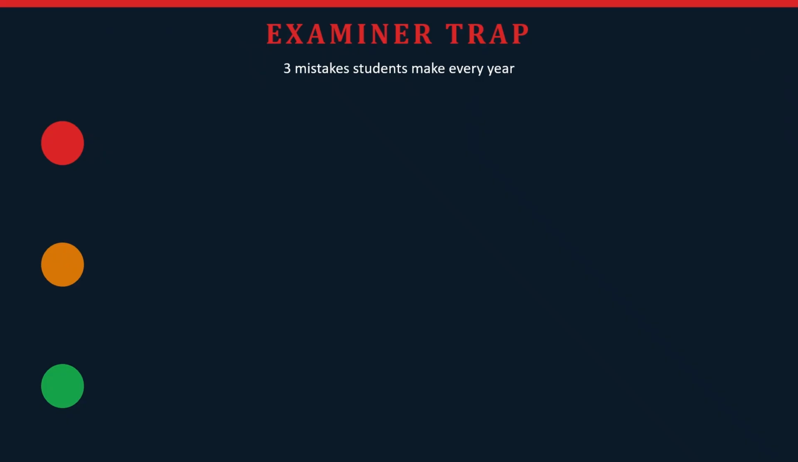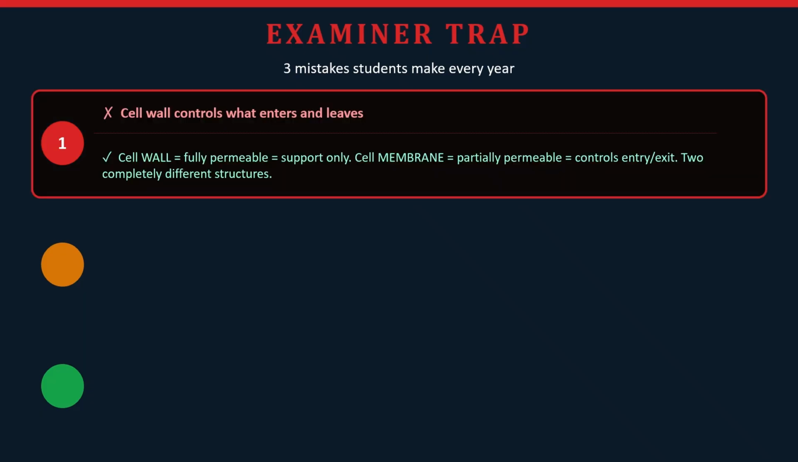Now there is an examiner trap time. 3 classic mistakes that can happen in these questions are: trap 1. Students write, the cell wall controls what enters or leaves the cell. This is wrong, because that is the job of the cell membrane, which is partially permeable. But the cell wall is fully permeable. Everything can pass through it freely. Its job is just to support and shape, not controlling the entry or exit of molecules. So cell wall and cell membrane are two completely different structures with different functions. You do not need to mix them up.